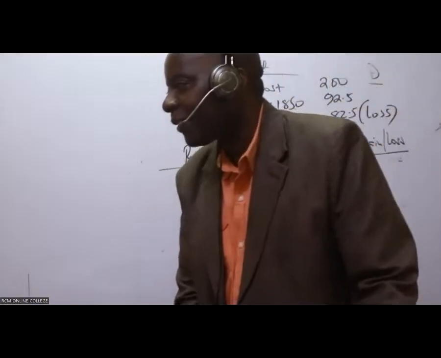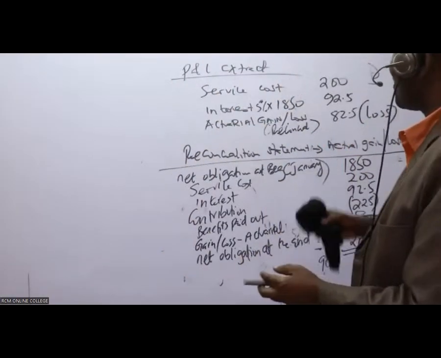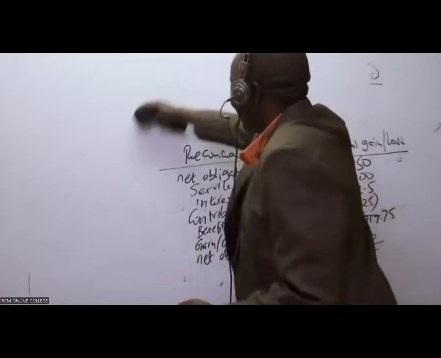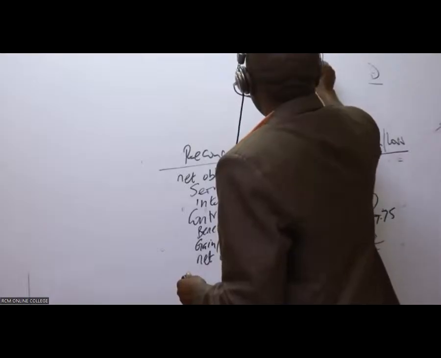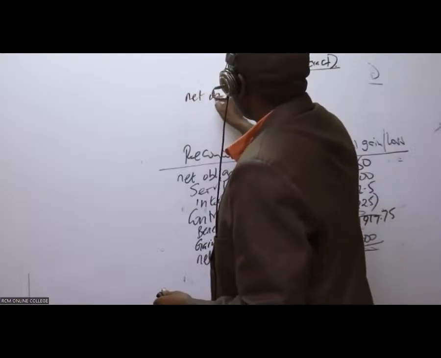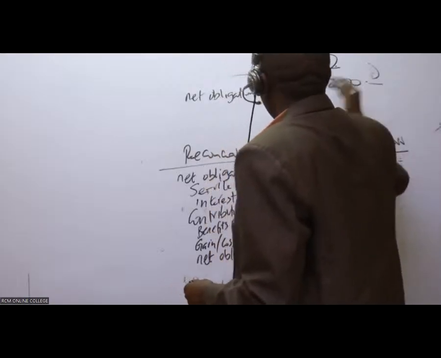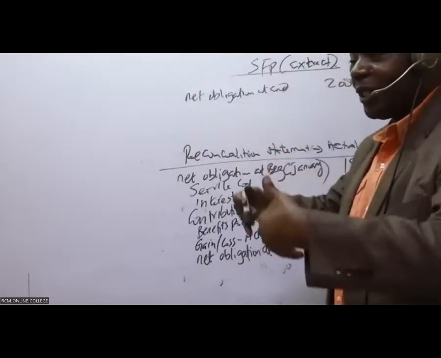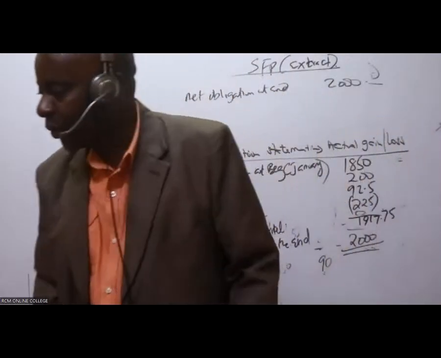Unfortunately, I have this. Okay, why don't we do an SFP? This was an easy one. The statement of financial position extract. You simply give us the net obligation at the end, which is 2,000. Then you are done, because it is just 1 year. Thank you very much for asking those great questions.